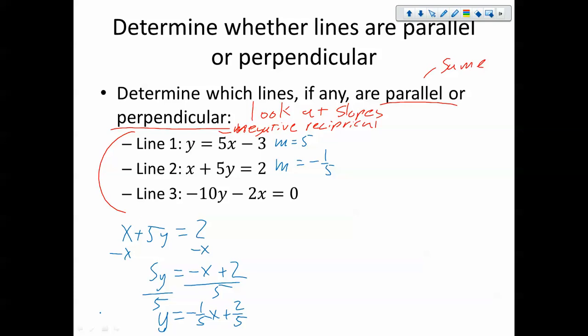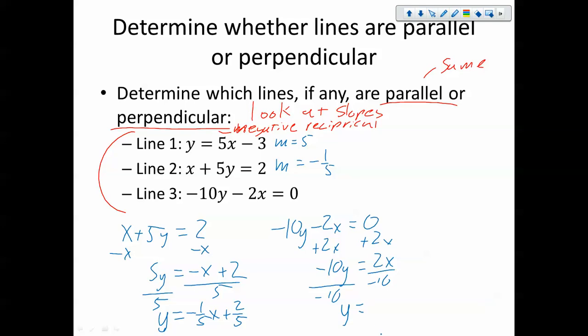And what about line 3? Okay, we need to find the slope. Again, this is in standard form, so let's convert it to slope-intercept. I'm going to add 2x to both sides. That's -10y = 2x. I'm going to divide by -10. I'm going to get y = 2/10, which I can reduce to 1/5 x. So here I have a slope of 1/5.